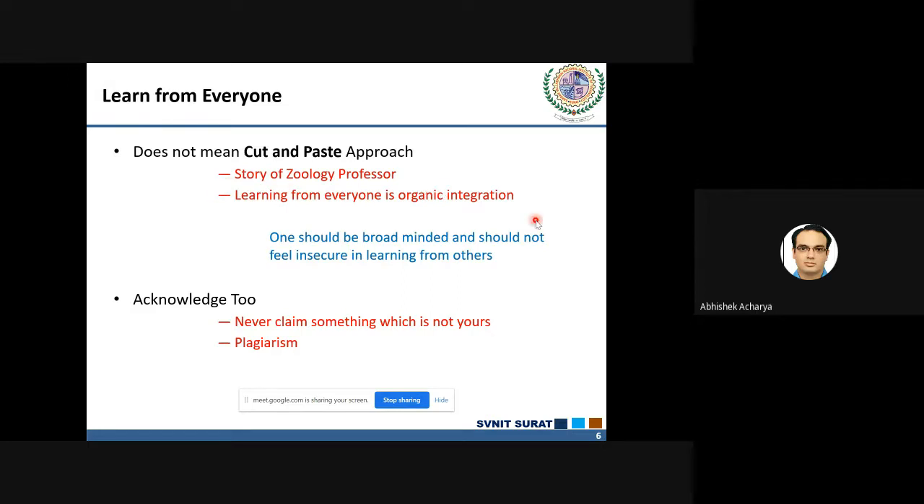So what happens in this story? There was a zoology professor along with his 4 or 5 research scholars. This professor was very tyrant towards his scholars. So one day, the scholars made a plan to stump the zoology professor.